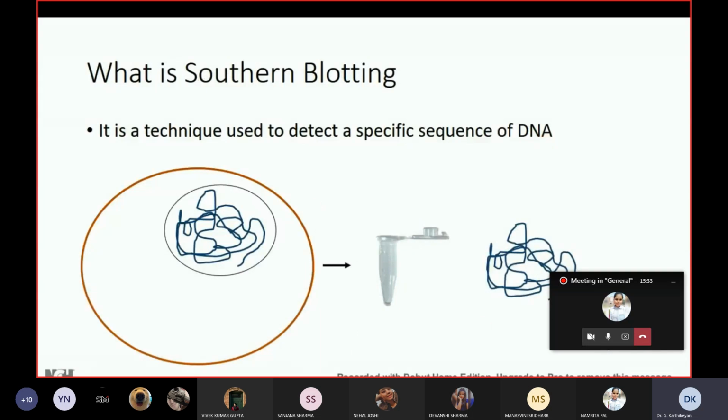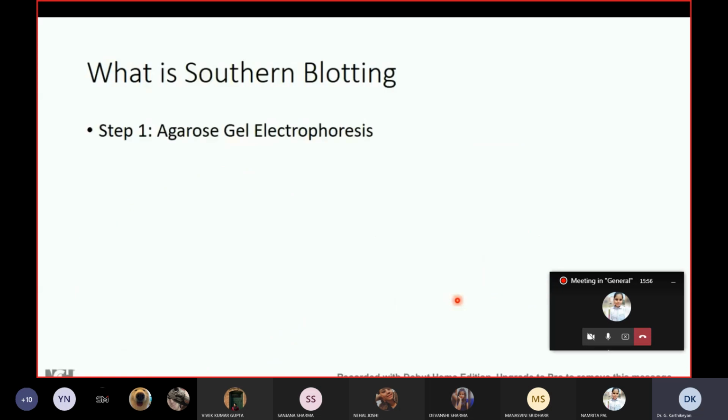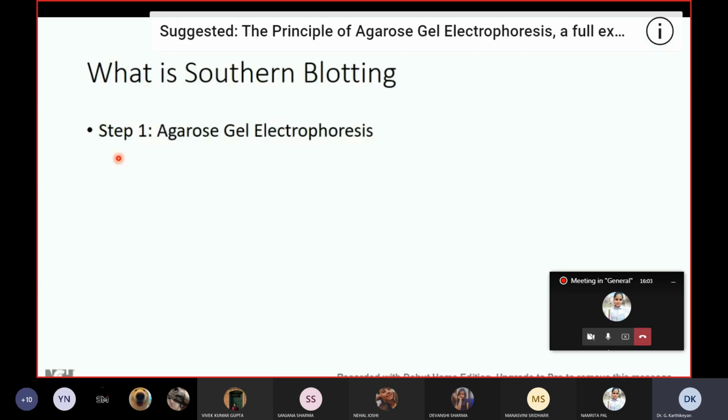So I have a genome sample. The thing is that I am interested in searching for a specific sequence in this genome, maybe a specific gene or a specific sequence I want to search for in this genome. What I should do first is that I should perform agarose gel electrophoresis. So step 1 in Southern blotting is agarose gel electrophoresis.